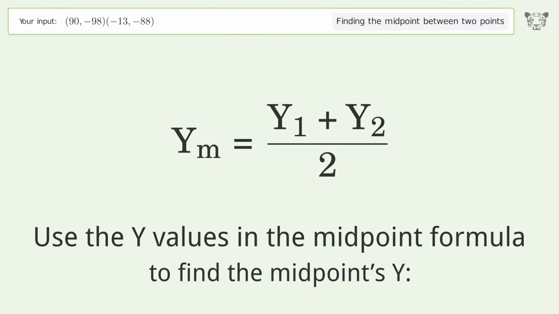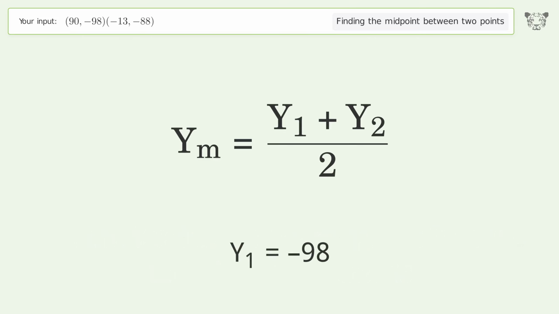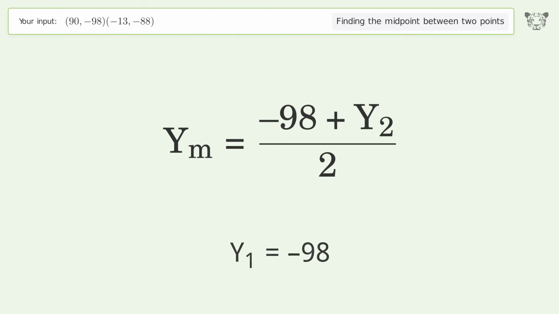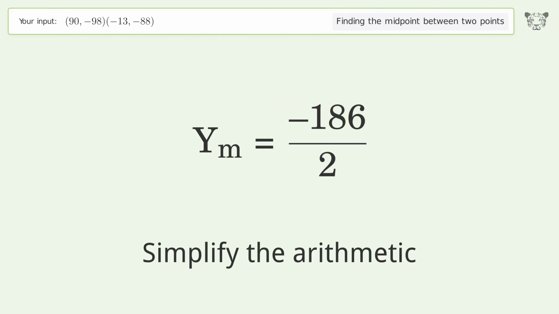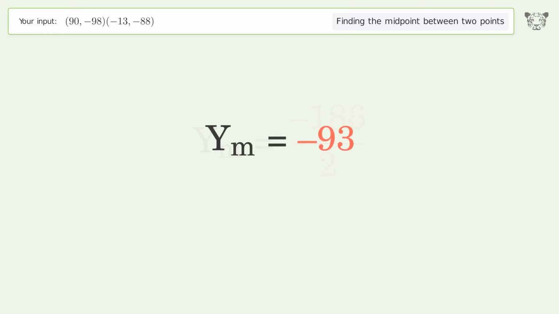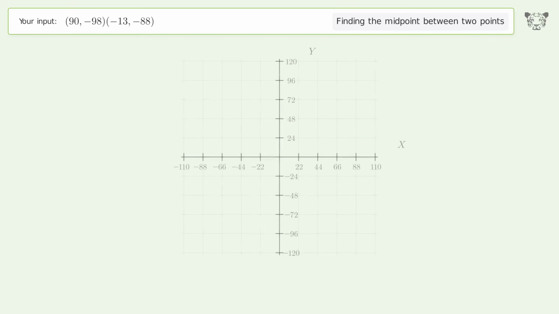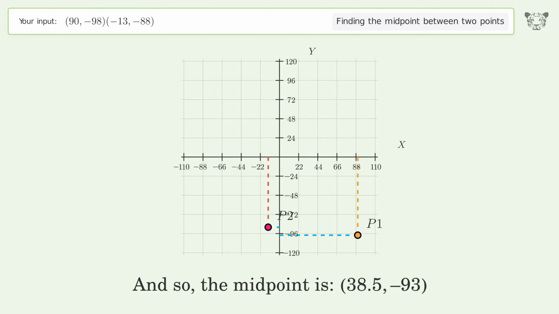Use the y values in the midpoint formula to find the midpoint's y. y1 equals negative 98. y2 equals negative 88. Simplify the arithmetic. And so, the midpoint is 38.5, negative 93.